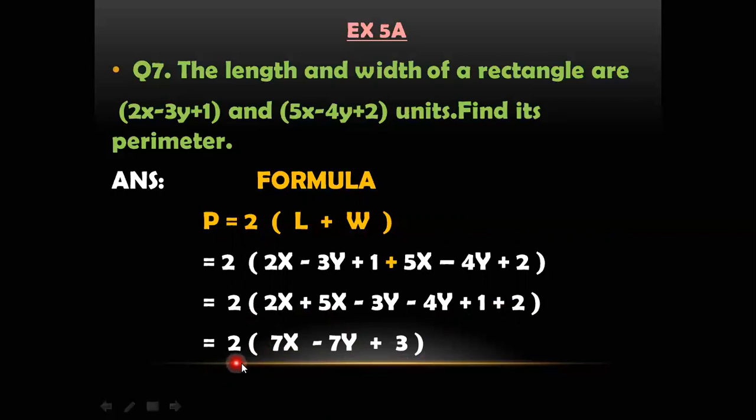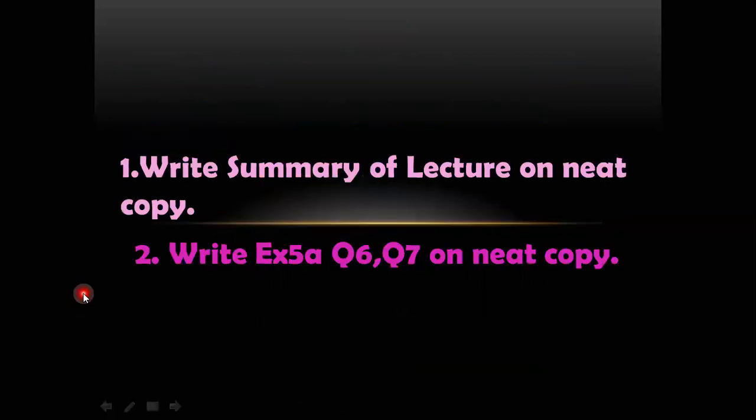So this 2 when multiplied with this 7x will give us 14x. This 2 multiplied with this minus 7y will give us minus 14y. And this 2 when multiplied with this 3 will give us 6, right? So we will get 14x minus 14y plus 6 as the answer. I hope it is clear.